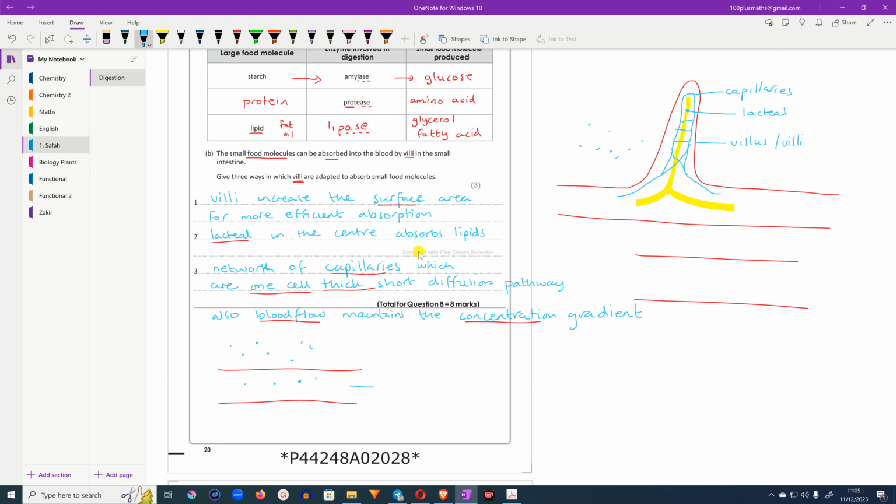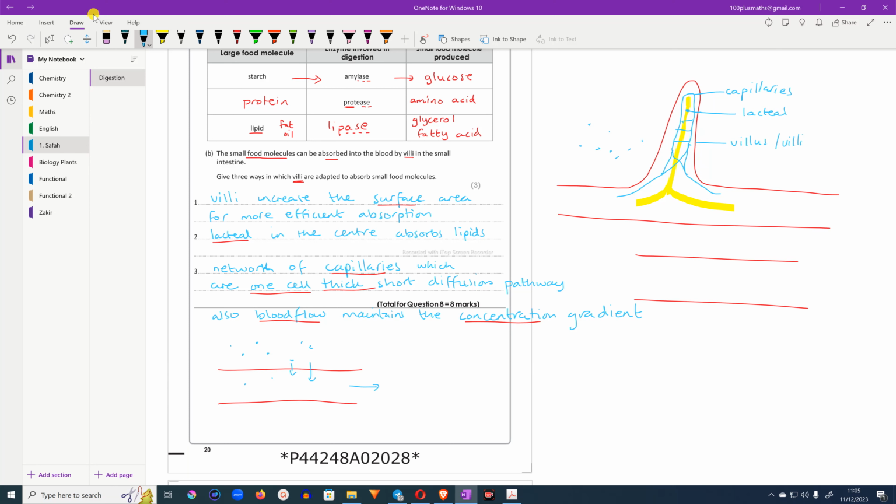Now, if the blood wasn't flowing that way, what would happen is eventually the concentration outside would be the same as the concentration inside, and diffusion would stop. You would stop absorbing the food. But because the blood's flowing, what happens is that disappears. So the concentration gradient continues. So some more of it moves in, and it just keeps maintaining that.